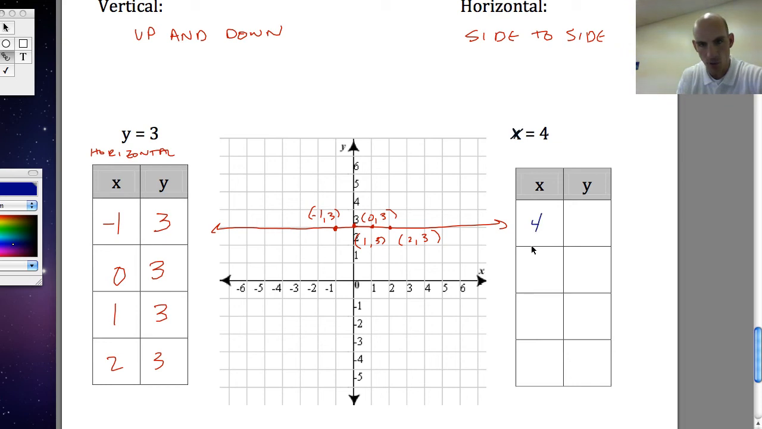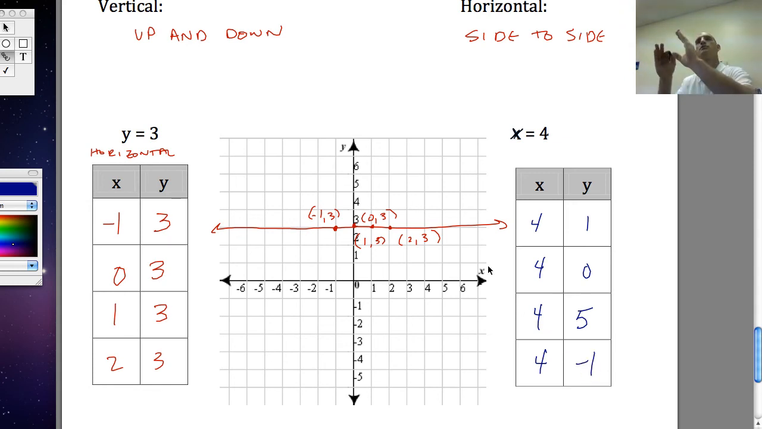Well, x equals 4. It can't equal anything else because it always equals 4. So what does y equal? Well, what if y equals 1? What does x equal? Oh yeah, 4. What about 0? Oh yeah, it's 4. What about if y equals 5? Oh yeah, it's 4. What about if y equals negative 1? Oh yeah, it's 4. X equals 4.